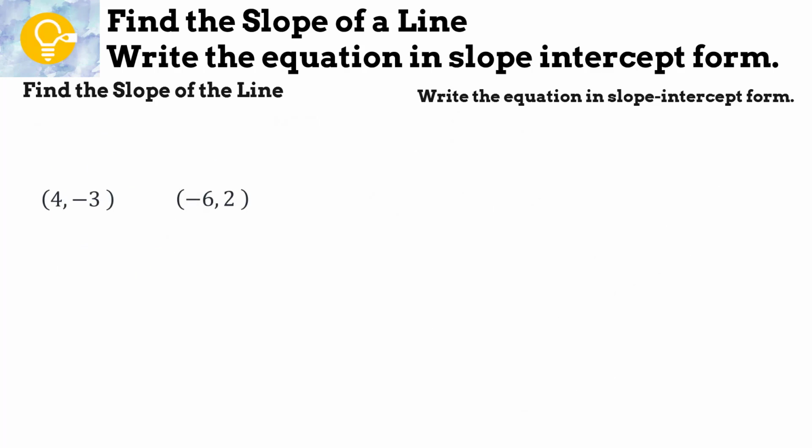Here's one for you to try. You're going to pause the video, do it, and then press play, because we'll work it together. First, we have to find the slope of the line before we can write the equation in slope-intercept form.